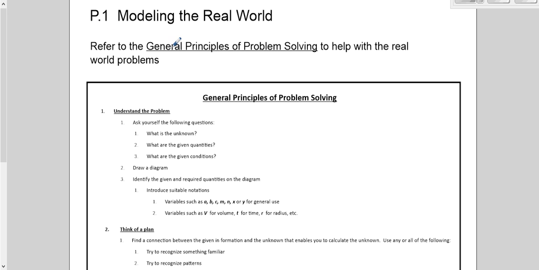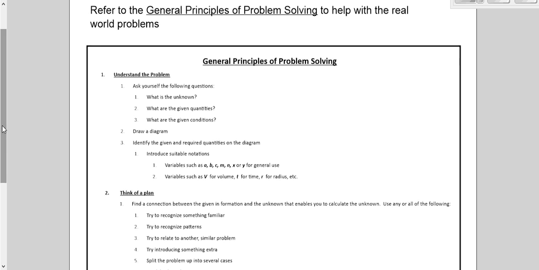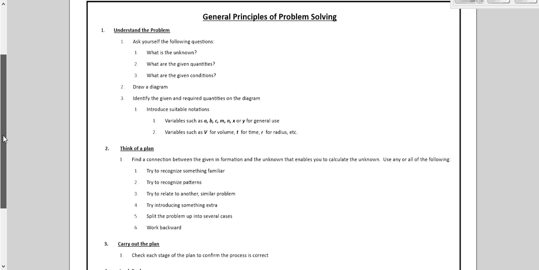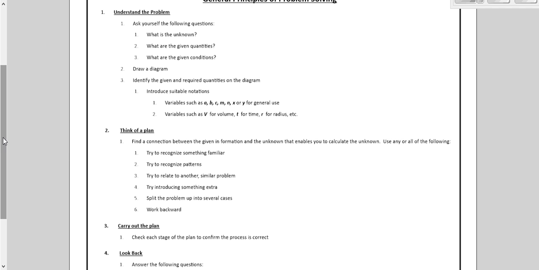Chapter P.1, Modeling the Real World. In this section, and whenever you're working with real-world problems, you want to refer to the general principles of problem-solving guide to help you with the real-world problems. And this is a guide that you could follow. Some problems you may need to be more detailed with following this, and some problems you can probably do without really hardly looking at this at all.